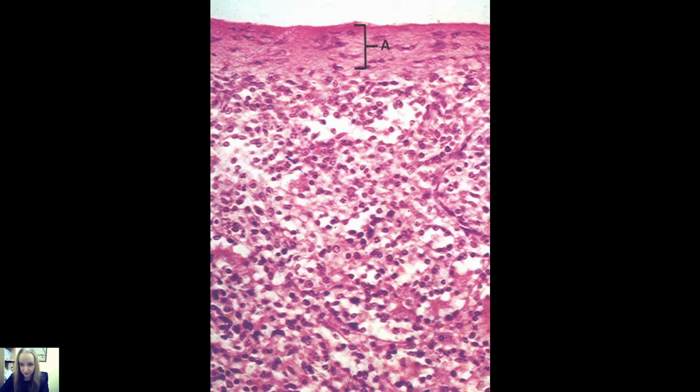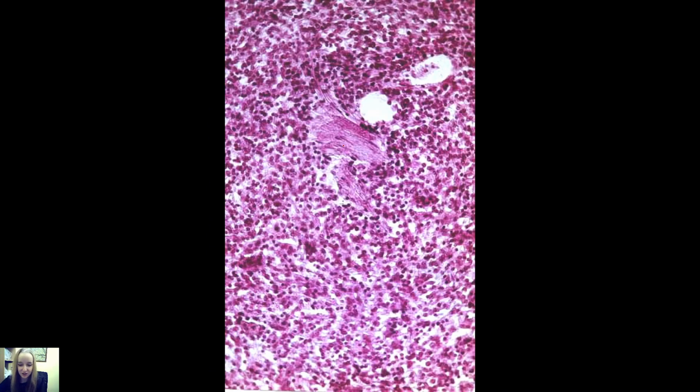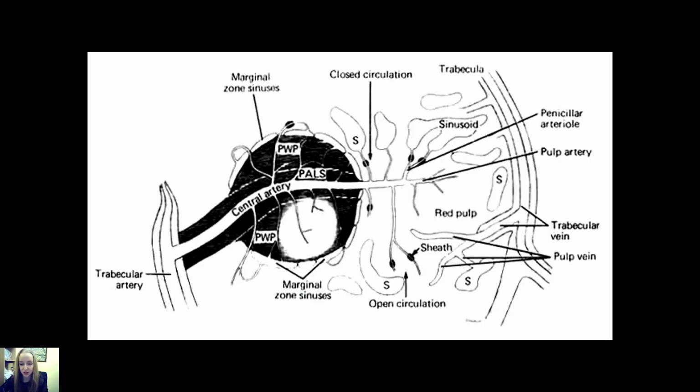This is a picture of a capsule right here, so normal capsule. This is just a small section of a trabecule right here. It's pretty much okay. Sometimes we can see just a small trabecule, sometimes bigger trabecules containing vessels. So it depends, and this is just a schema of white pulp and red pulp, what is around.